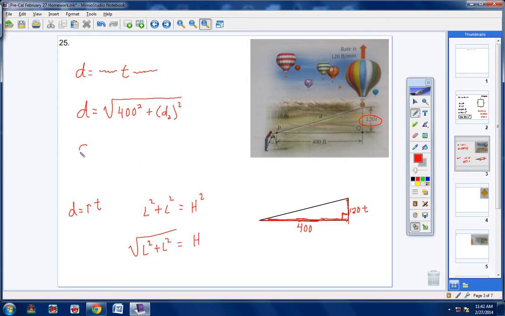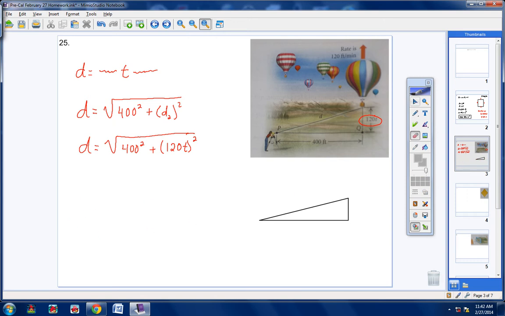So now I have distance equals 400 squared plus parentheses 120 T, close the parentheses, squared. There we go. So I now have a function. Look what I have here. I have a function in which it's distance based on time, or distance as a function of time. Okay?